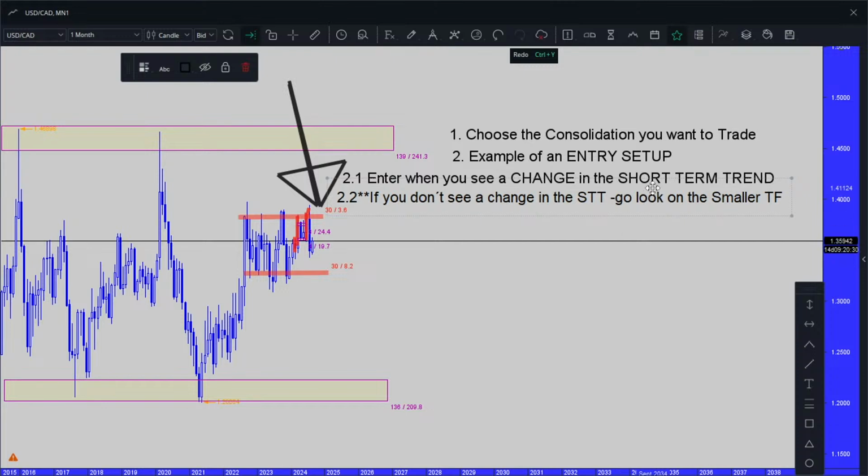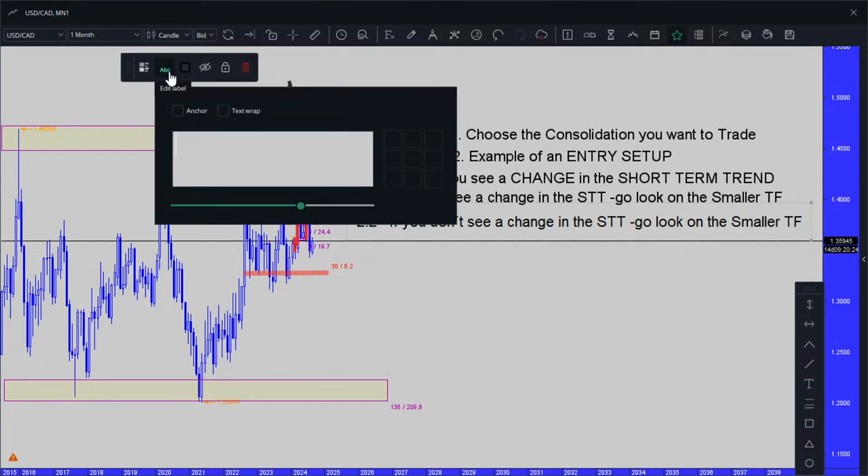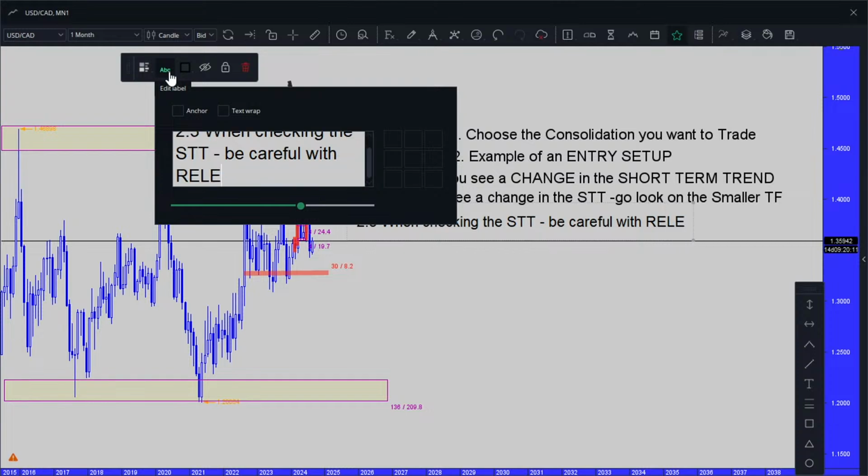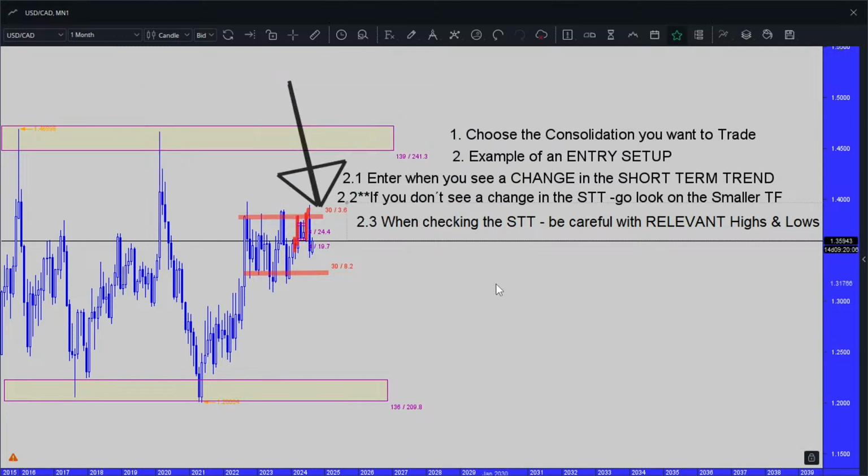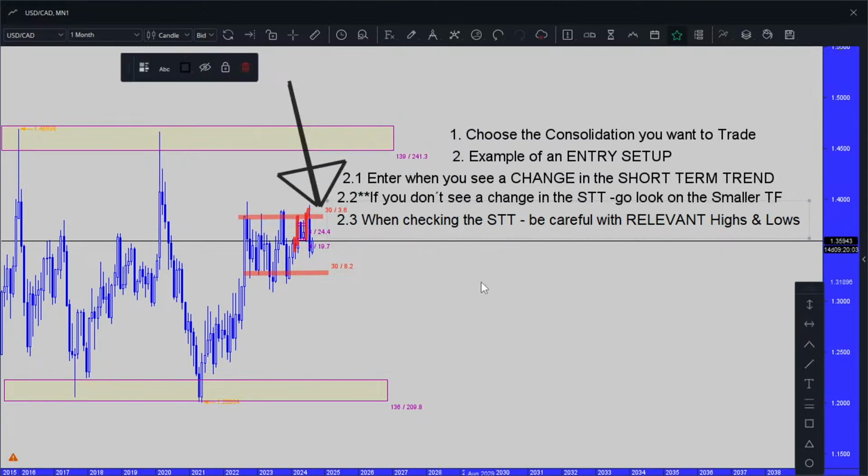Okay, next one, 2.3. When checking the STT, short-term trend, be careful with relevant highs and lows. And the one which most of you have problems following, everybody, is the stop loss.